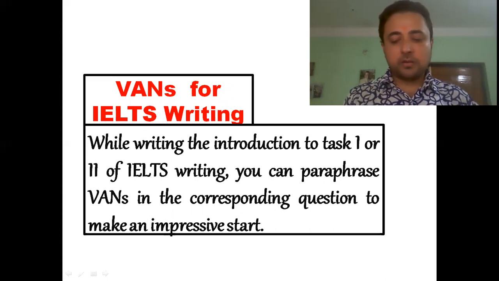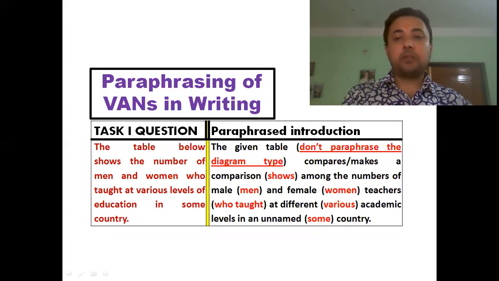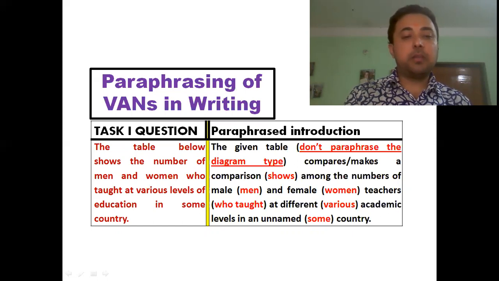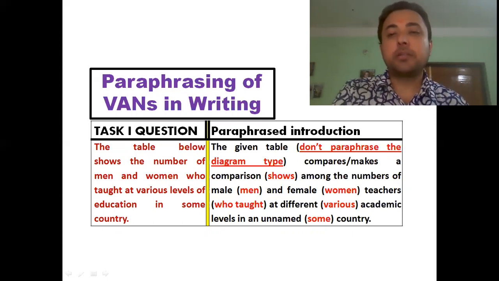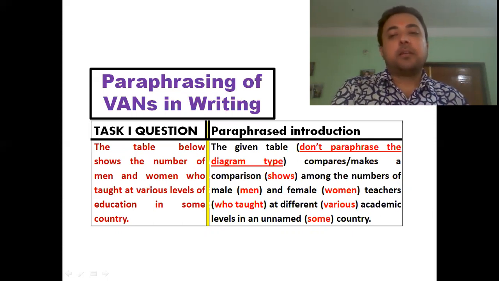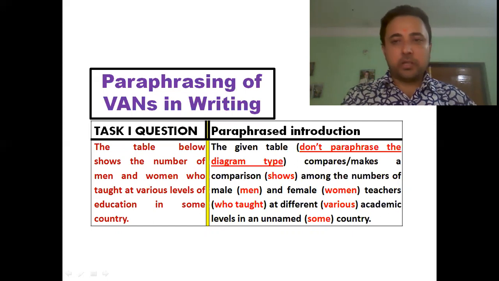Let's find out how. In task 1, for example, if you have a question like that: the table below shows the number of men and women who taught at various levels of education in some country. Summarize the information and report the main features, or something like that. You will have an instruction after that. What can you do for the introduction?